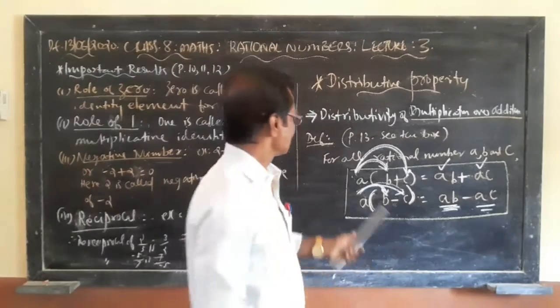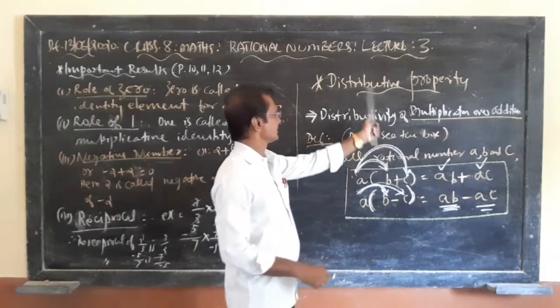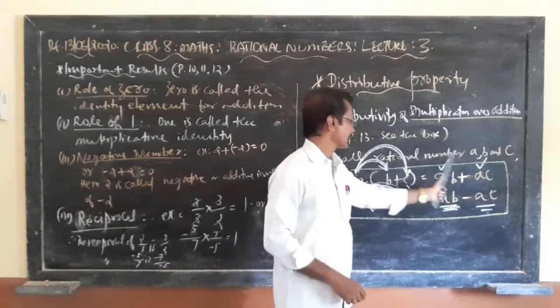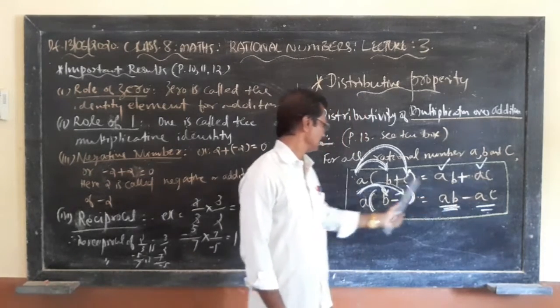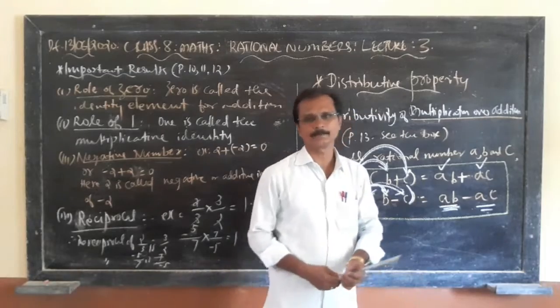So now, the distributive property once again I repeat. For any rational numbers A, B, C, A into B plus C equal to AB plus AC, A into B minus C equal to AB minus AC.